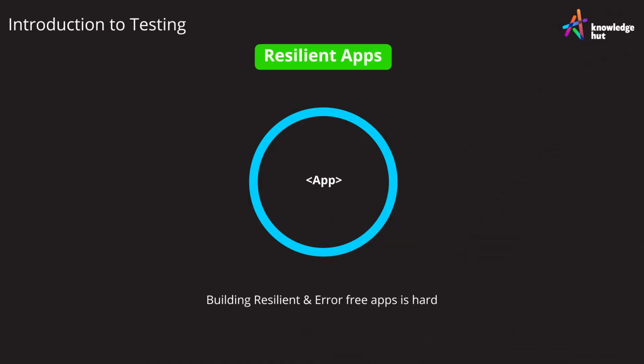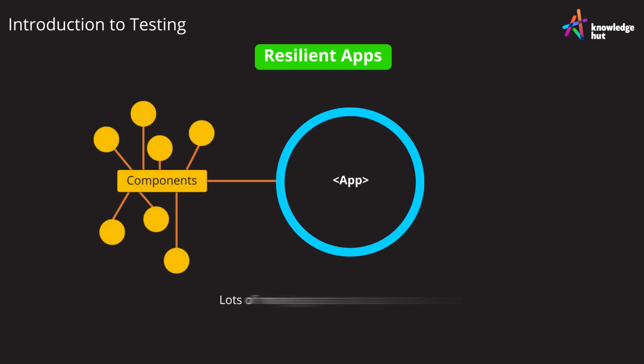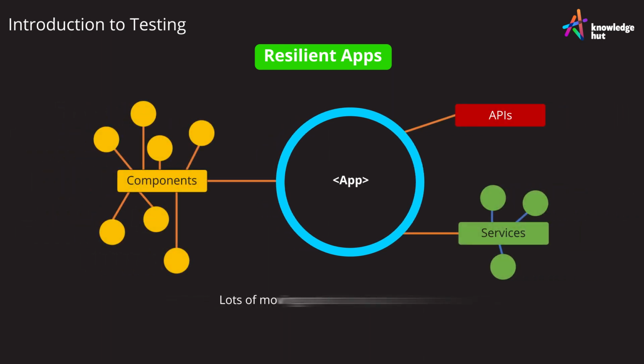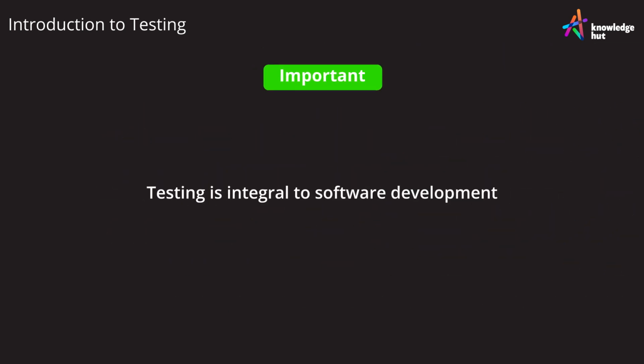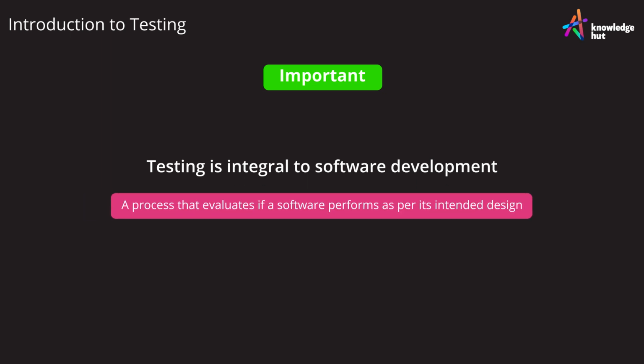Building resilient and error-free software is never an easy task. You have a ton of components and services that work together, and if something breaks down, it can have rippling consequences across the application. That is why testing is integral to software development. Testing is defined as a process that evaluates if a software performs as per its intended design or not. Every industry, as a matter of fact, employs testing strategies to ensure quality.